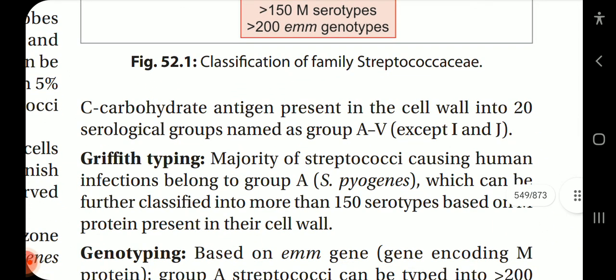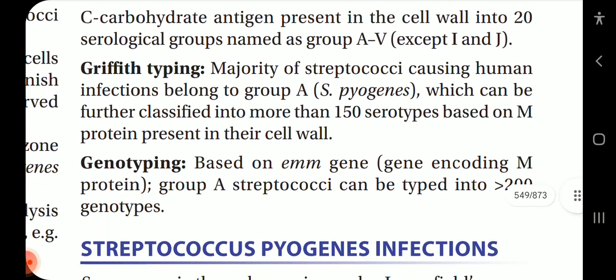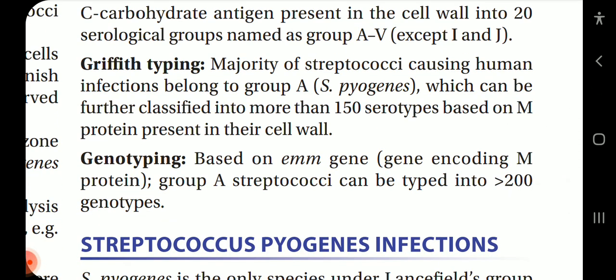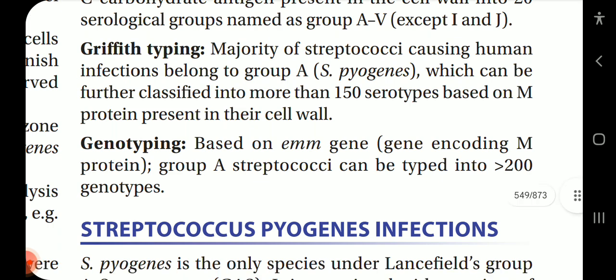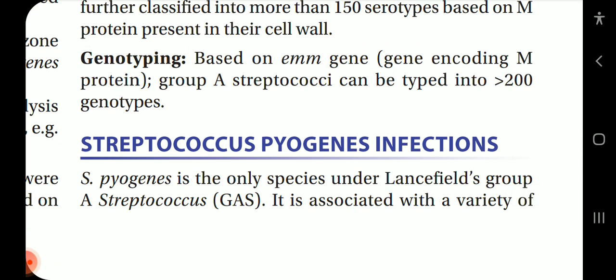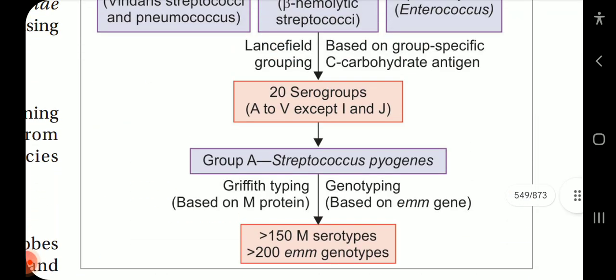Lancefield grouping. The beta hemolytic streptococci were further reclassified by Rebecca Lancefield based on the C carbohydrate antigen present in the cell wall into 20 serological groups named group A to V except I and J. Griffith typing. The majority of streptococci causing human infections belong to group A, Streptococcus pyogenes, which can be further classified into more than 150 serotypes based on M protein present in the cell wall. Genotyping based on the emm gene encoding M protein, group A streptococci can be typed into more than 200 genotypes.